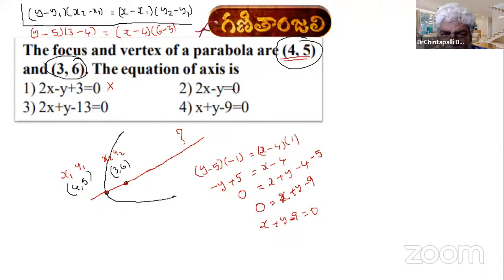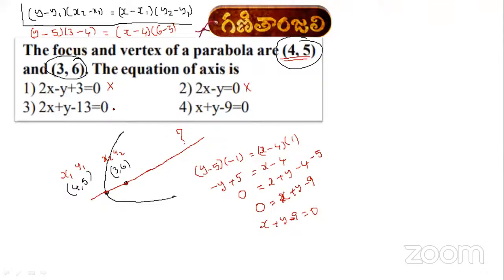Okay, let's take option 2. Tanika, in option 2, is (4,5) satisfying or not? Option 2, sir, 8 minus 5, no, sir. That's why option 2 is wrong. Even if (4,5) is satisfied, we cannot conclude option 2 is correct, because it needs to be satisfied by (3,6) also. What about option 3? (4,5) is satisfied.